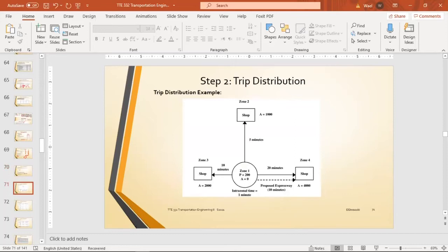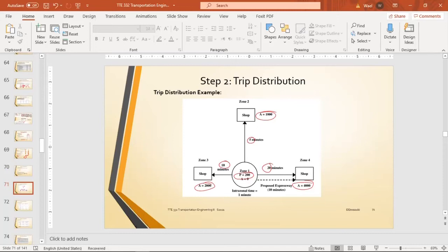So, to have an example on that, let's assume that we have zone 1, zone 2, zone 3, zone 4. And that's the current travel time between the origins and destinations. And that's the production. We have 200 trips production. The attraction here is 2,000. The attraction here is 4,000. The attraction here is 1,000. So how are these trips going to be distributed to these shops?